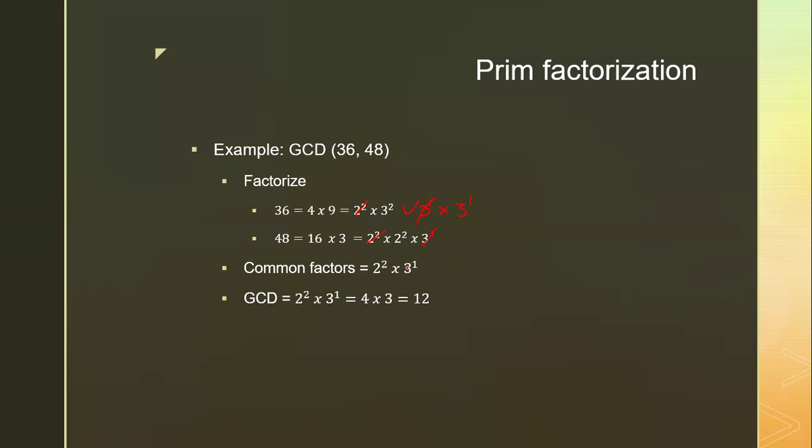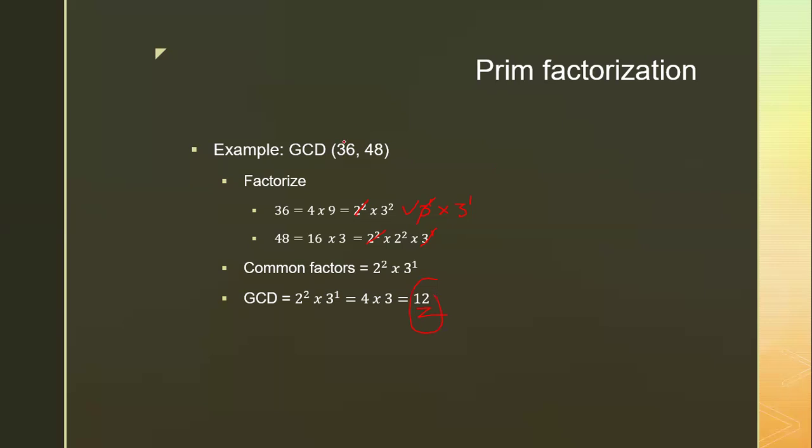And since these are your common factors, what you do now is you get these two common factors and multiply them together. So meaning the greatest common divisor of both 36 and 48 is going to be 2 squared multiplied by 3. And 2 squared is equal to 4, and 3 to the power 1 is equal to 3, and 4 times 3 is equal to 12. So here we see that the greatest common divisor between 36 and 48 is 12.